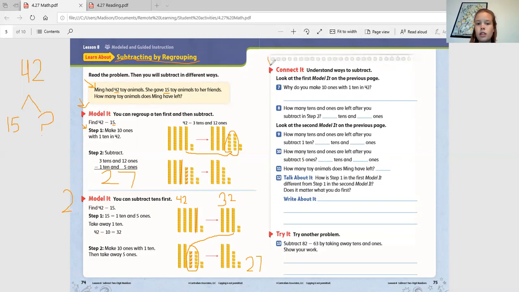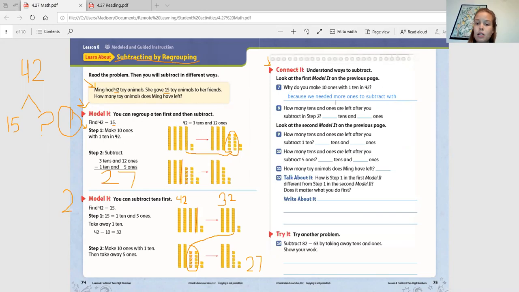All right, so let's look over here at these questions. It says, look at the first model on the previous page. So this one over here, this is number 1. Why did you make 10 ones with 1 ten and 47? And we did that exactly because we needed more ones to subtract with. A good answer, because we're taking away 15, which has 5 ones in it, and in our drawing we only had 2 ones, and 5 is bigger than 2, so I can't take 5 away from 2.